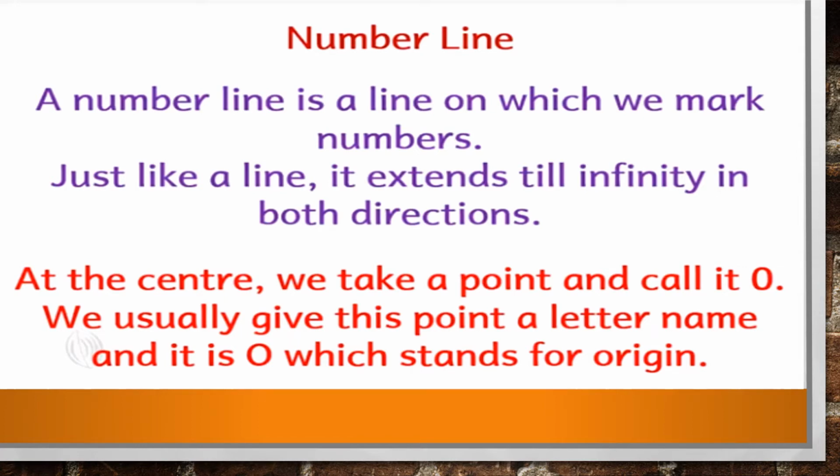And from there, on the right hand side, you write down all the positive numbers, and on the left hand side of that 0, you write down all the negative numbers. Right? So that O or that 0 stands for, that O stands for origin, which is in the center of the number line.